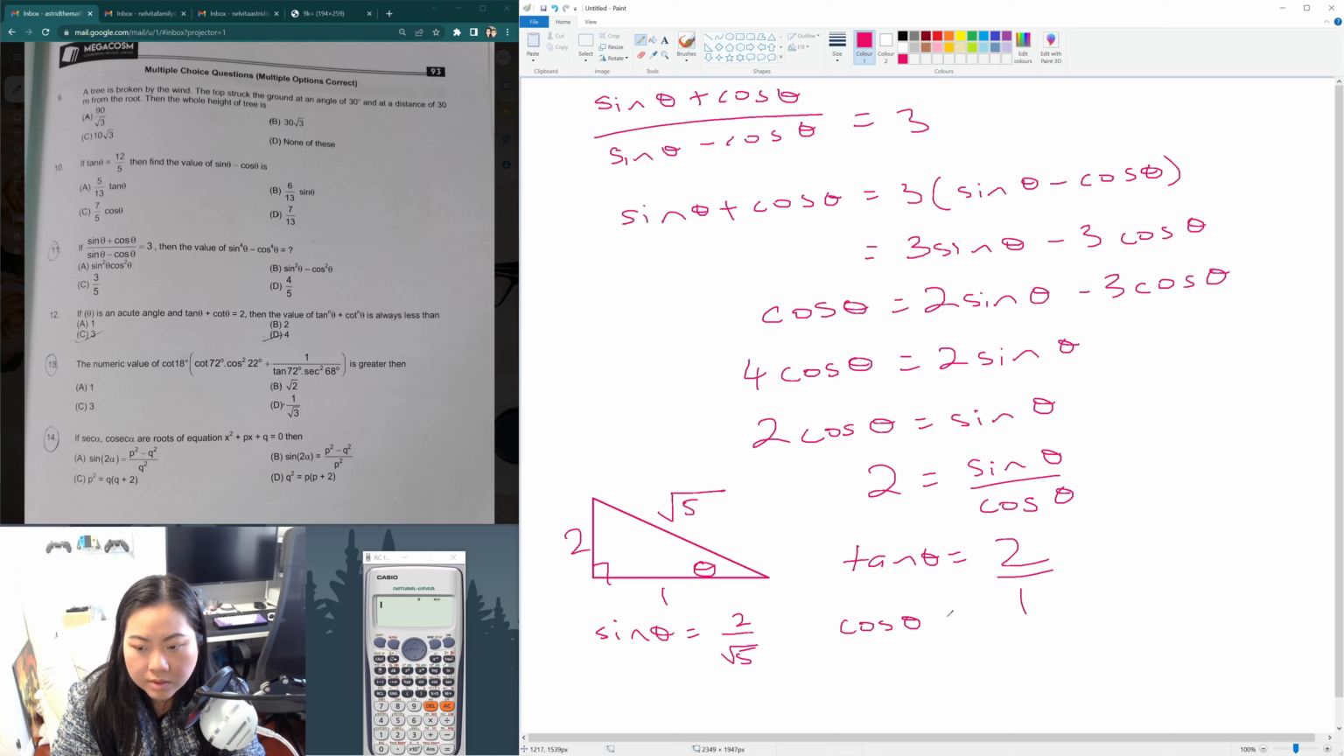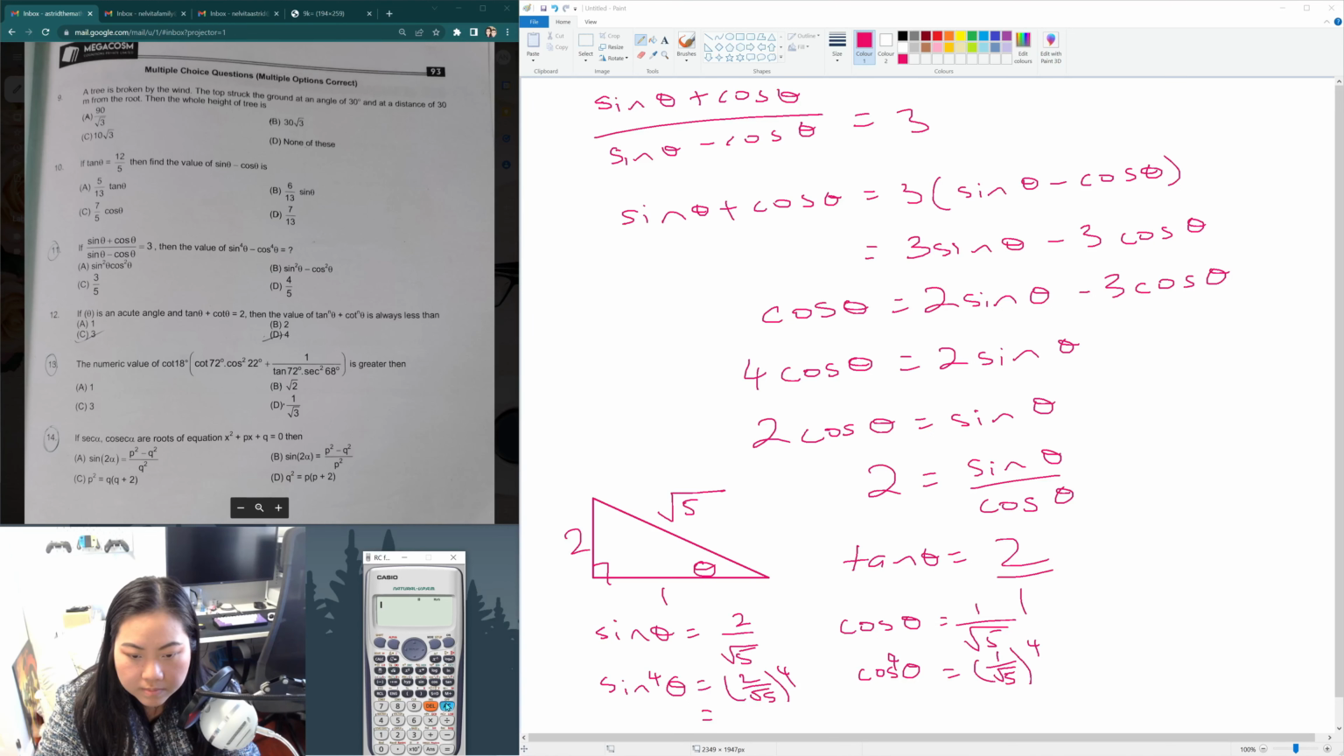cos theta is going to be equal to 1 on root 5, adjacent over hypotenuse. Sine theta to the power of 4 is just 2 on root 5 to the power of 4, and similarly the same for the cos counterpart. And that's going to be 16 on 25, and that's going to be 1 on 25.